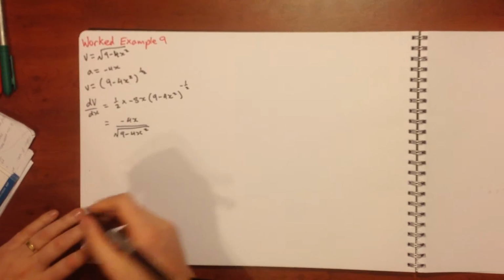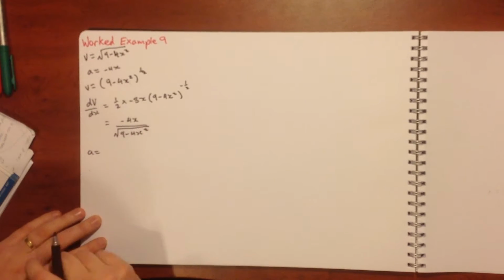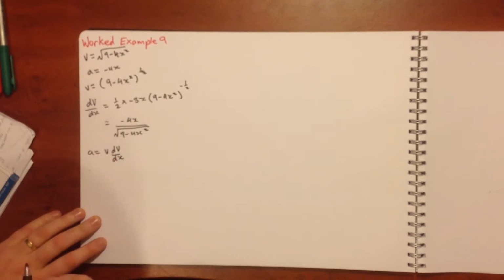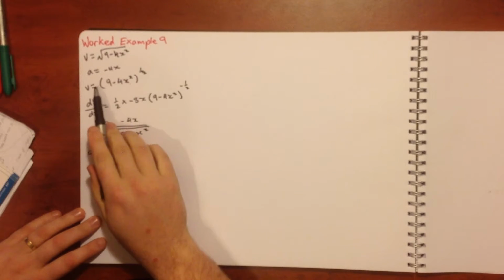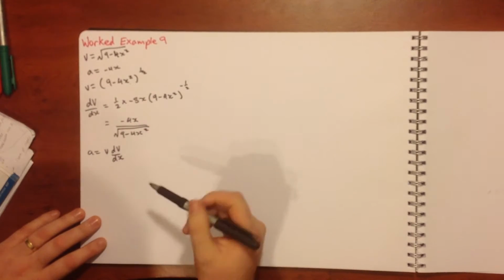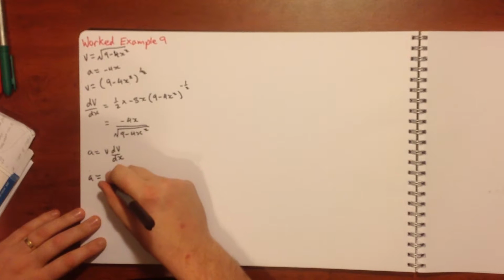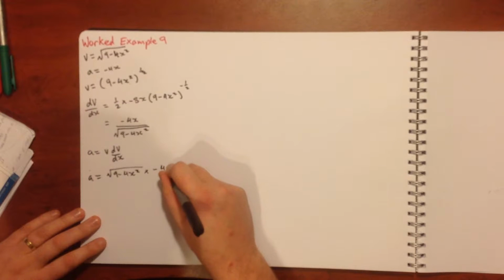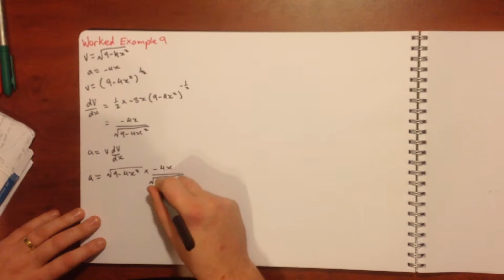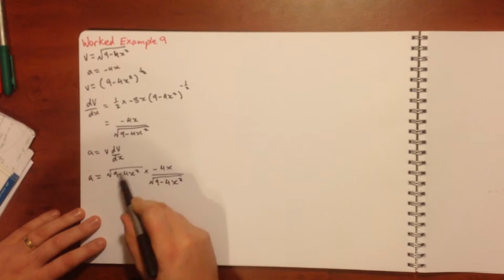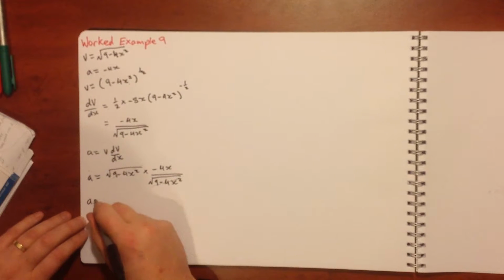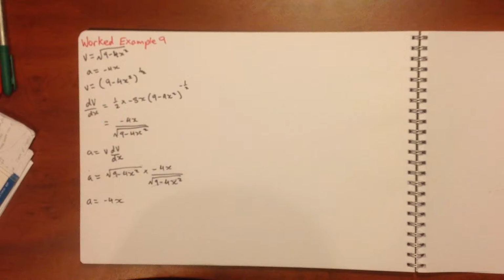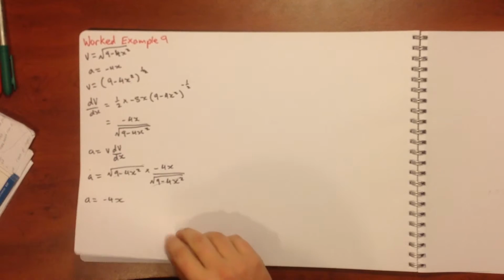Now for our acceleration, one of our identities for acceleration is v times dv dx. We know what our v is, so we've got to multiply these together. So a is going to be the square root of 9 minus 4x squared times minus 4x over the square root of 9 minus 4x squared. Well, they're going to cancel out, and a is going to equal minus 4x as required. So no real dramas with that question. Hopefully you don't get hung up on questions like that too much.